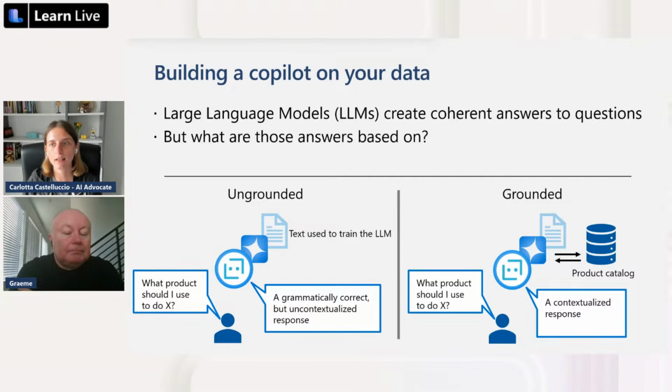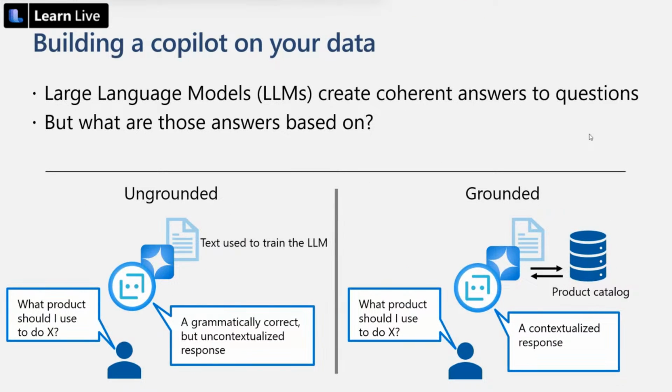While in the grounded scenario, so the scenario on the right side of this slide, a specific data source is used to provide context for the interaction. So the model bases its answer on the data in the provided data source. In this case, for example, it might be a specific company's product catalog with the whole list of the products and information about the products. And so the answer will be grounded in reality and based on the product information in the catalog data.